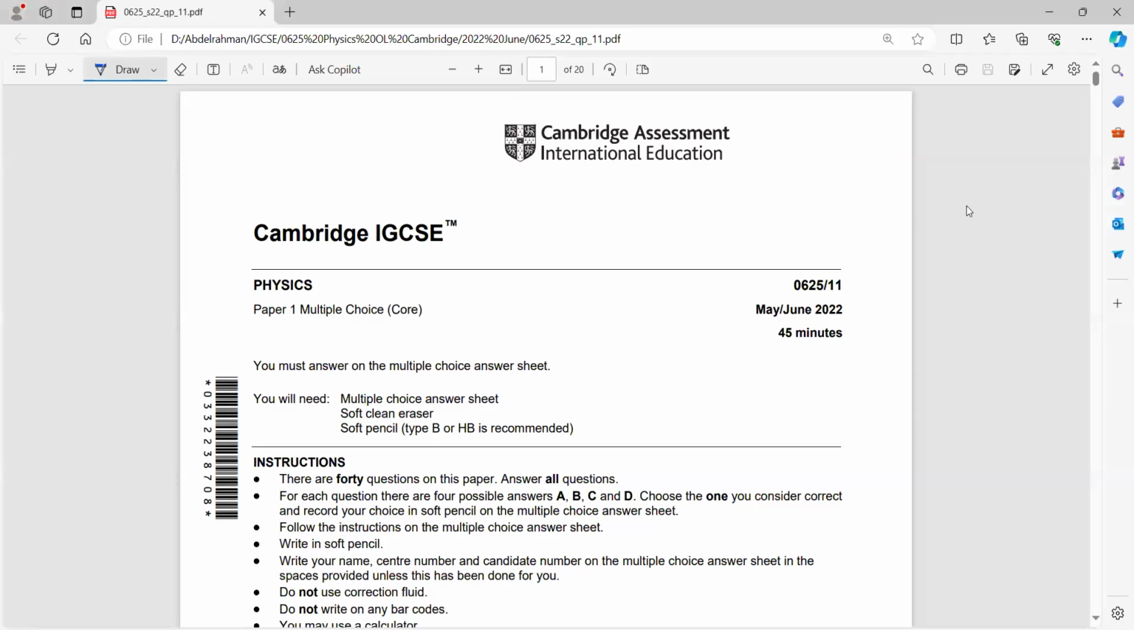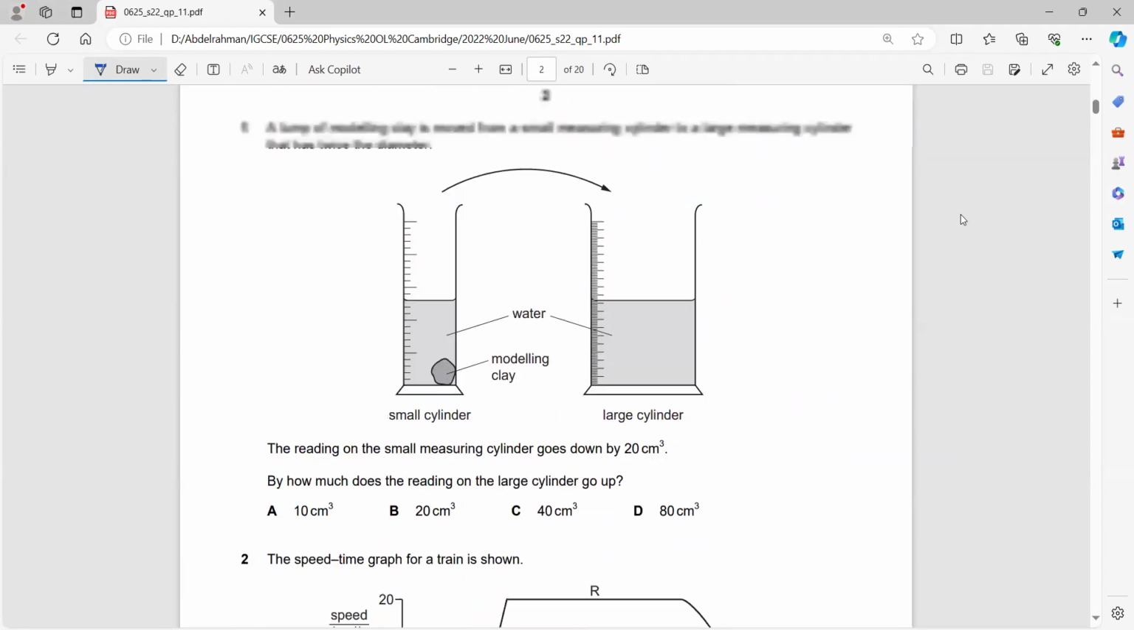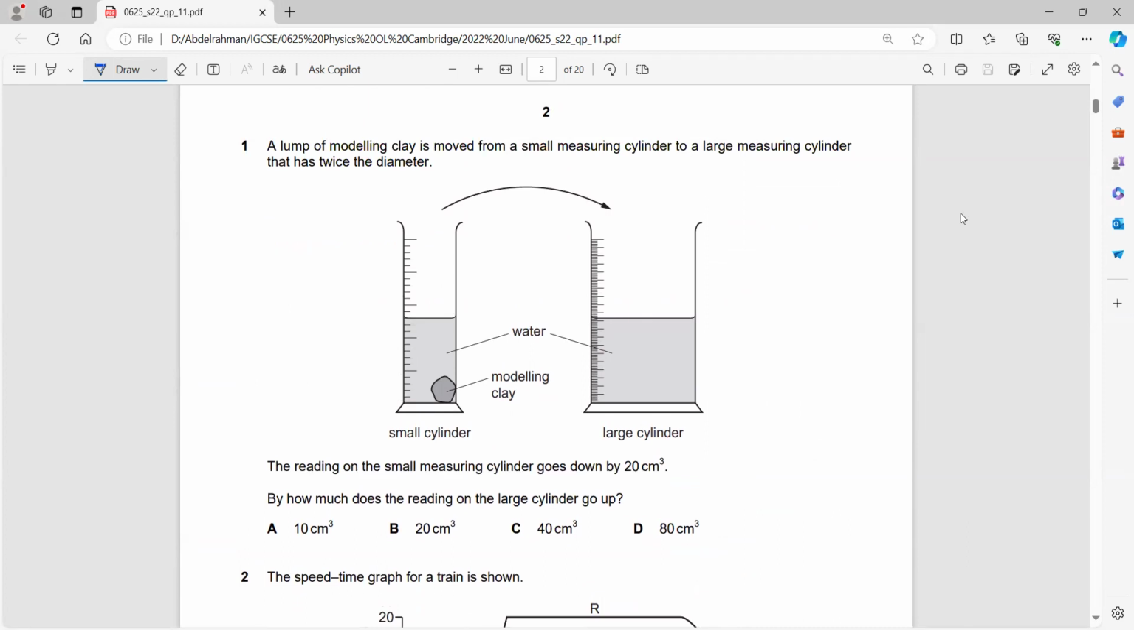Okay. June 22, paper 1, variant 1. A lump of modern clay is moved from a small measuring cylinder to a large measuring cylinder that has twice the diameter. By how much does the reading in the large cylinder go up?